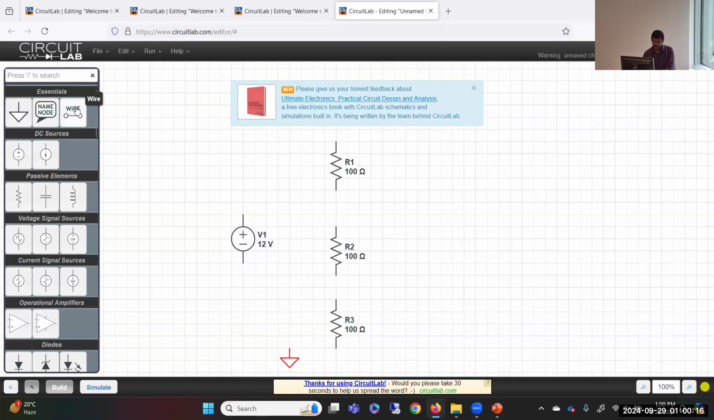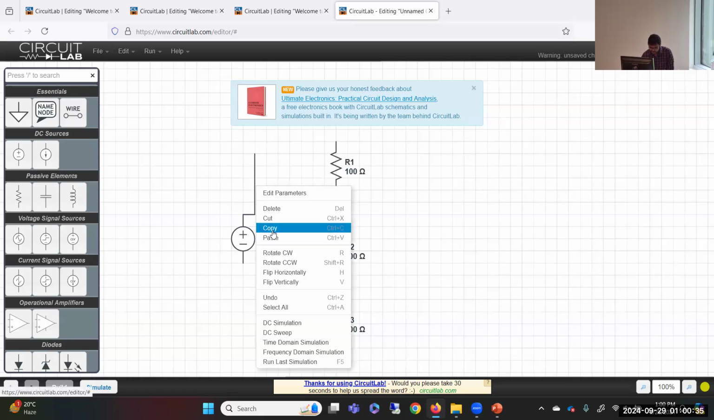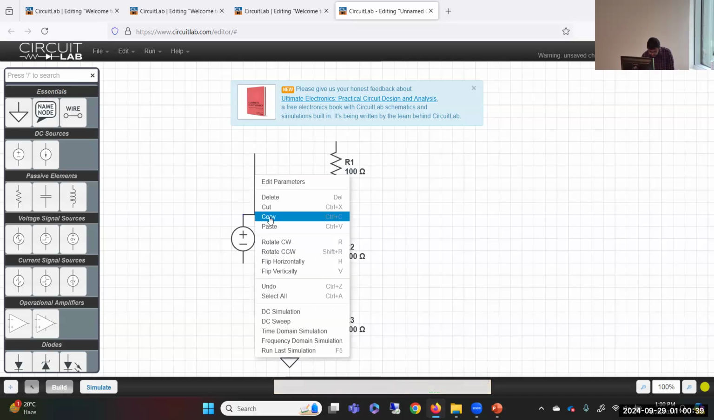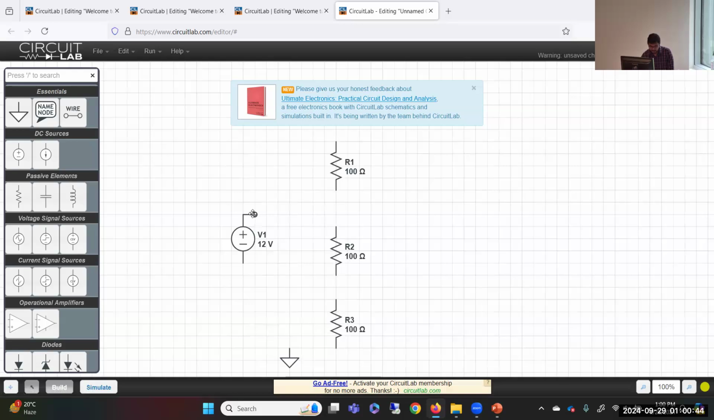For that we need to use a wire. You need to click the wire, and then if you hover over any element, at the end of the element you will see this node. You need to click on this node. I don't have the mouse, that's why. Which one is the wire? Yeah, I'll show that. Let me delete this first.